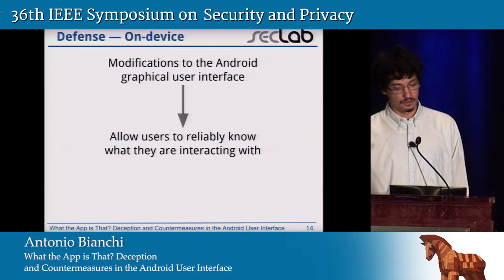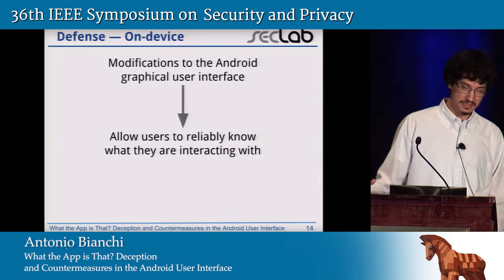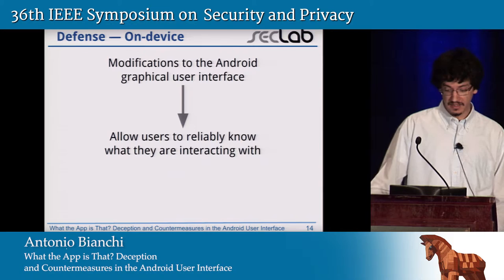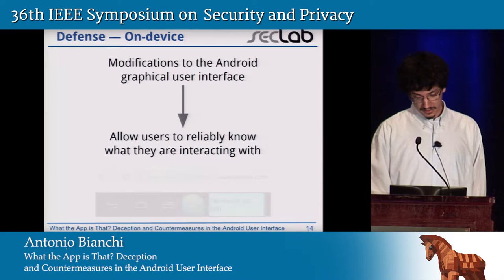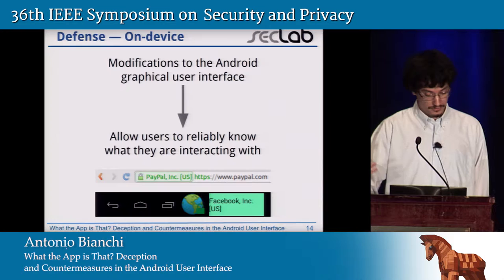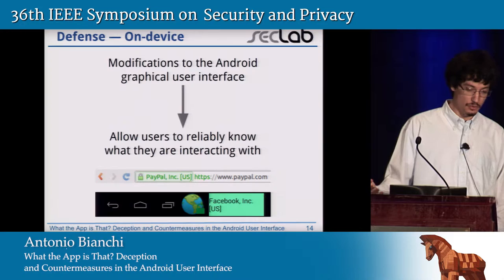So the idea is the underlying root cause of this problem is that the user has no way to understand which is the app is currently interacting with, and has no way, in other words, he has no way to understand the origin of the content he is interacting with. So to solve this issue, we design a security indicator that you can see on the bottom of this slide that is basically showing the origin of the window a user is interacting with, and we design it to be similar to how a modern browser is showing information about the origin of a page a user is interacting.